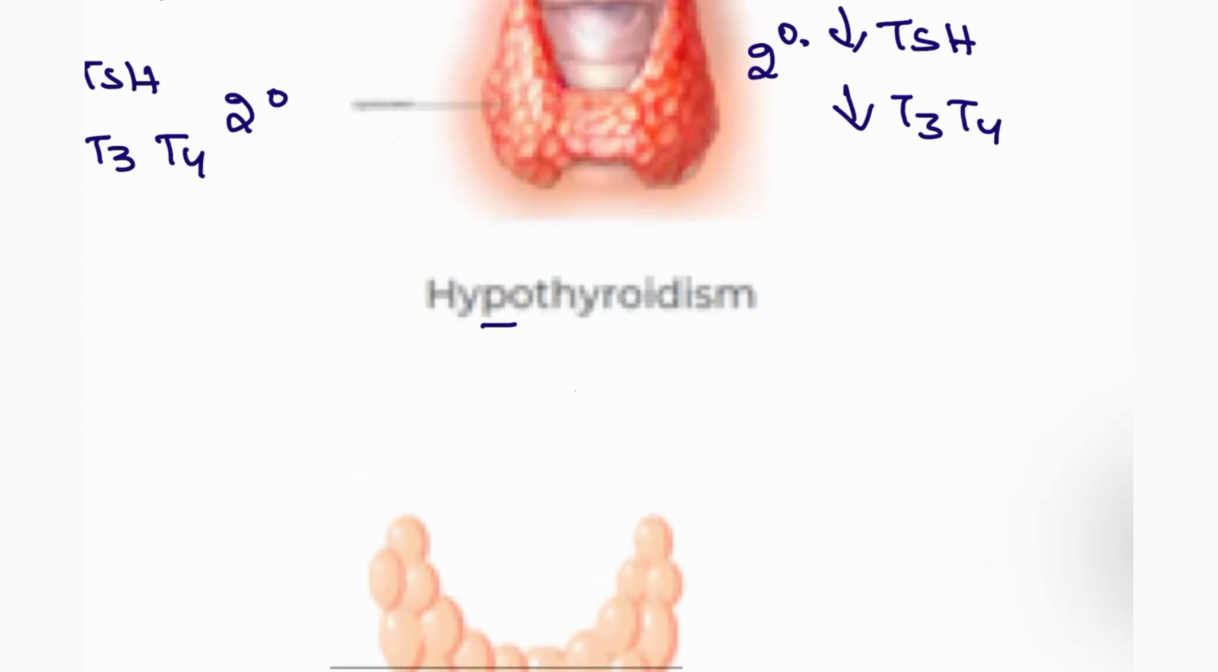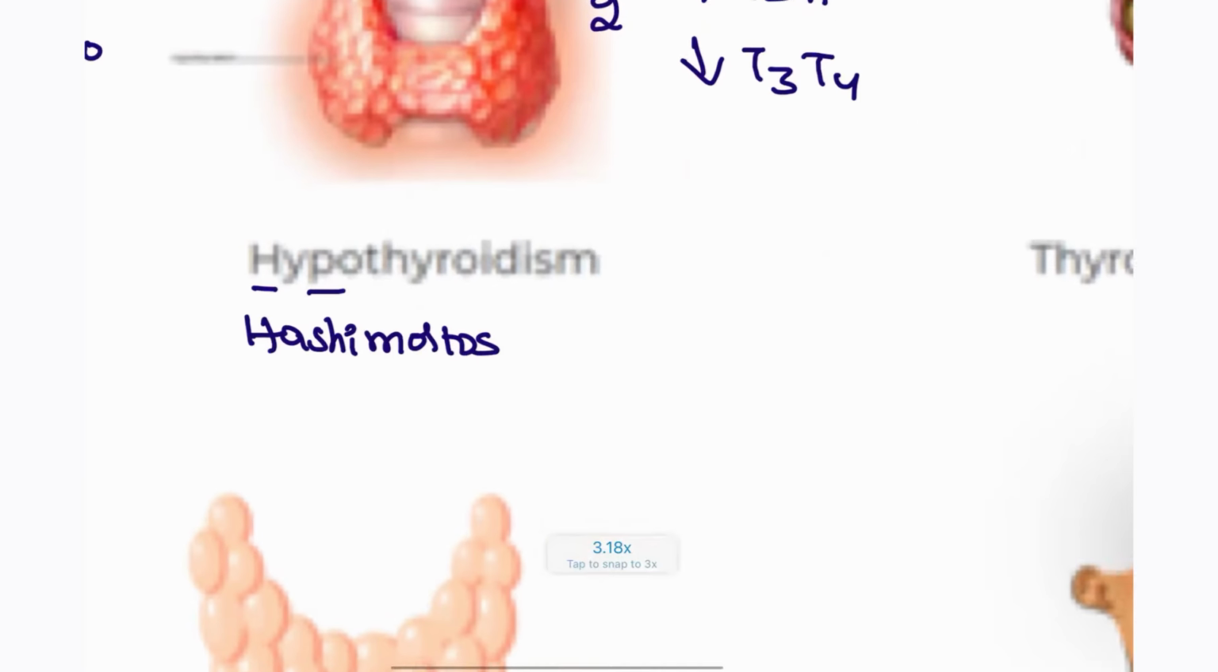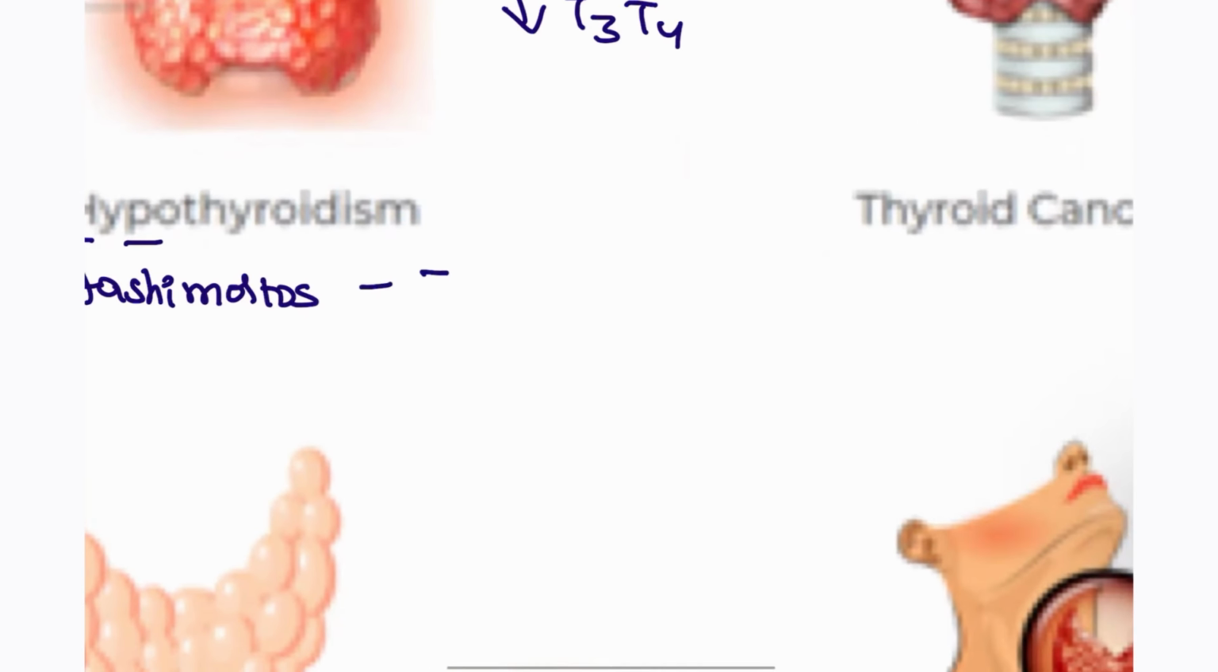Okay. Next, hypothyroidism. In hypothyroidism, the common one is the Hashimoto's, H for Hashimoto's. Hashimoto's thyroiditis is the common one that you are going to see. And here involved is thyroglobulin. Thyroglobulin antibodies are formed for this patient.